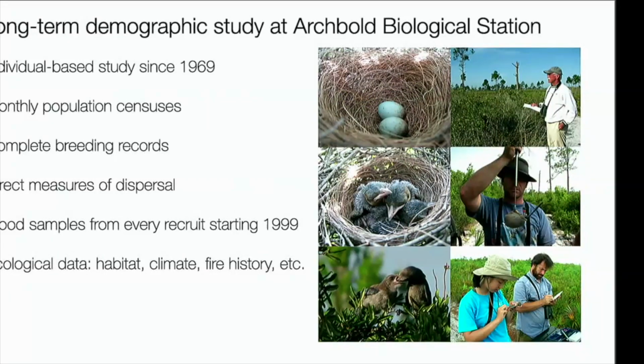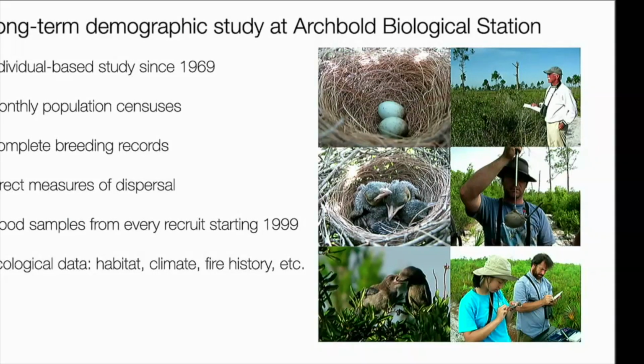There's been an individual-based study at Archbold Biological Station that was started in 1969, and a ton of work goes into this field study. All of the birds in our population have a unique combination of color bands on their legs, so we can identify individuals in the field. The entire population is censused once a month, providing accurate data on individual lifespans. Every nest created by all the family groups we monitor is found and carefully monitored, so we know exactly how many eggs they lay, how many of those eggs hatch, and the fates of all of the nestlings born in our population.